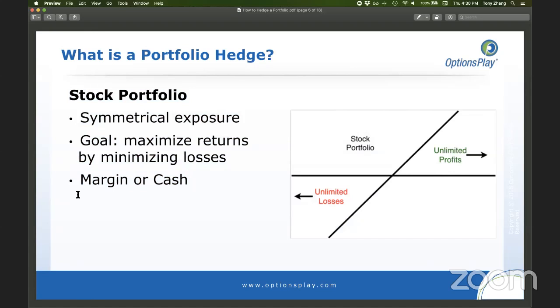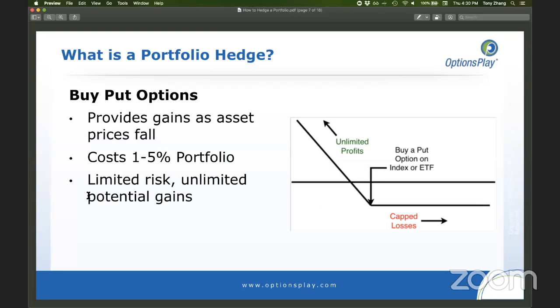So what is a portfolio hedge? A portfolio hedge is simply buying a put option on, or rather in addition to, the portfolio that you already own. And buying this put option provides gains as the asset prices fall. So as the market corrects and moves lower, the put option provides gains. This put option typically will cost anywhere from about 1 to 5% of the underlying portfolio.